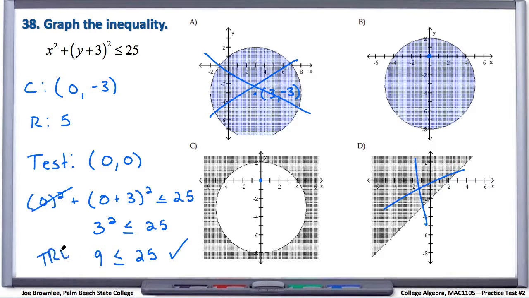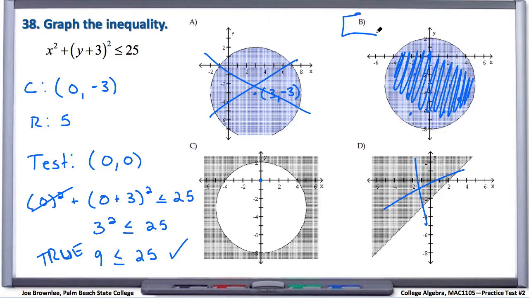And so since the point we chose was inside the circle, that means we could have chosen any point inside the circle, plugged it in, and we still would have had a true statement. Remember, you shade where the points make your inequality true. So if the points that we plug in are inside the circle and make our inequality true, that means the points on the outside would make our inequality false. Only shade where the points make your inequality true. And so in this case, we are shading inside the circle, and so we can say graph B is the graph of number 38.